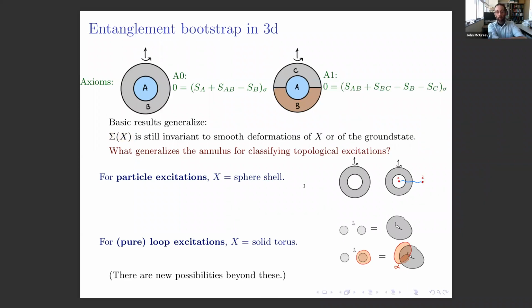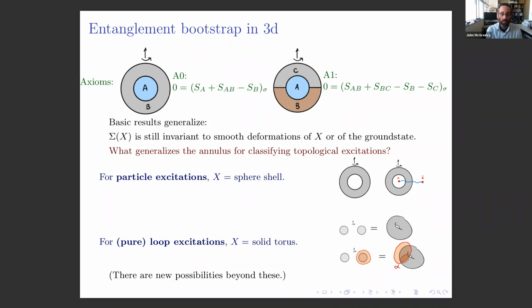So one way to identify particle excitations is by thinking about a region X, which is a sphere shell, the surface of revolution of an annulus. And so the picture you should have in mind is just like in 2 dimensions. Now we have one particle inside the shell and its antiparticle outside the shell.